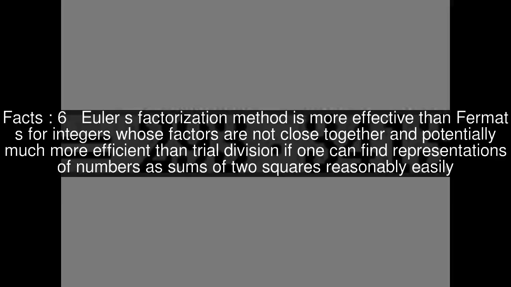Euler's factorization method is more effective than Fermat's for integers whose factors are not close together, and potentially much more efficient than trial division if one can find representations of numbers as sums of two squares reasonably easily.